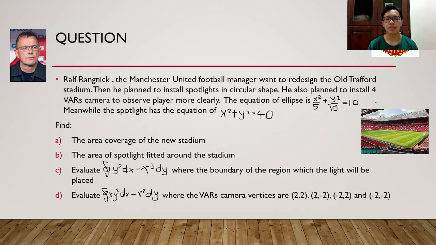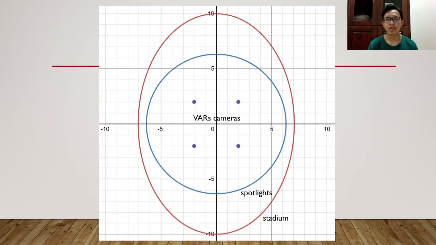C. Evaluate the integral of y cubed dx minus x cubed dy for the boundary of the region where the light will be placed. And D. Integrate xy squared dx minus x squared dy where the VAR camera vertices are (2, 2), (2, -2), (-2, 2), and (-2, -2). So this is our visualization of the new stadium: 4 VAR cameras in the center, circular spotlights, and the elliptical stadium.